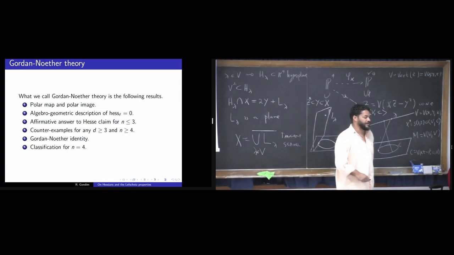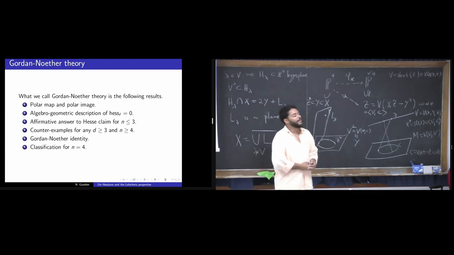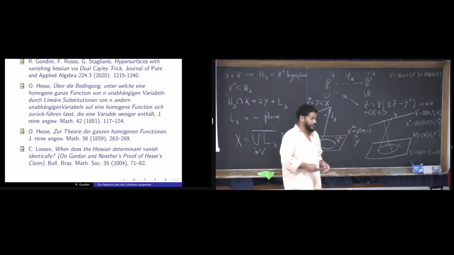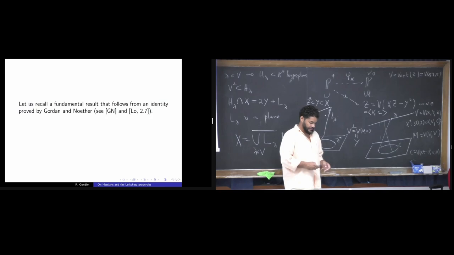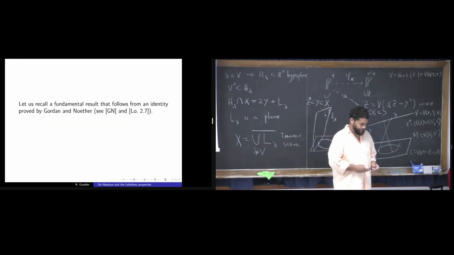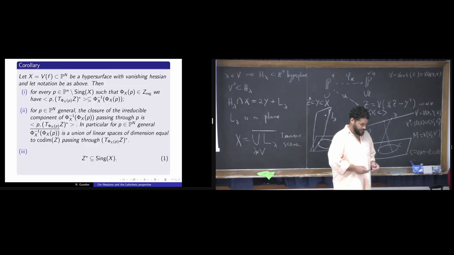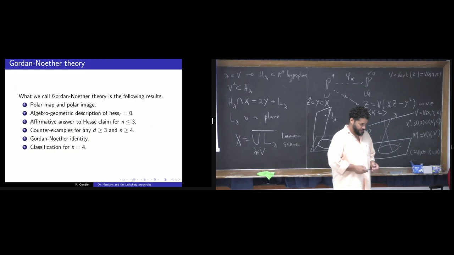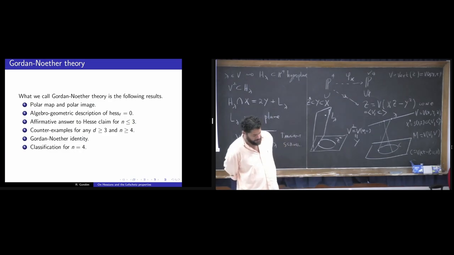Some kind of Gordan-Noether identity, which I did not have enough time to explain, but this result is a very strong consequence. And the classification in dimension n equals 4.